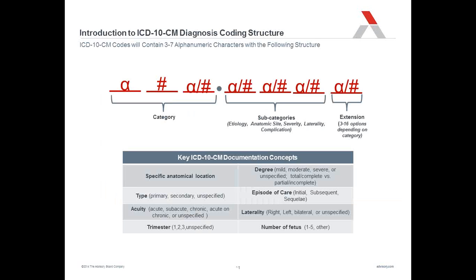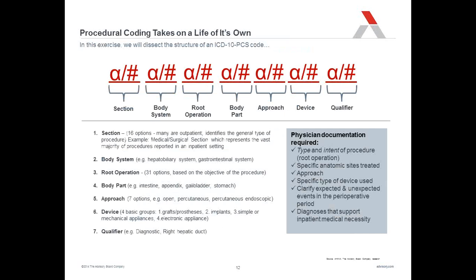Here is what an ICD-10 diagnosis code looks like, and you can see it's broken down into 3 sections, and it has some key documentation concepts. First of all, documenting specific anatomic location, the type of disease process, primary, secondary, acuity, degree, mild, moderate, or severe, episode of care, which is a new concept in ICD-10 that we'll spend a little time on later. Laterality is a huge new area that we're able now to capture with much more specificity. And then there are some other concepts that are related to other subspecialties.